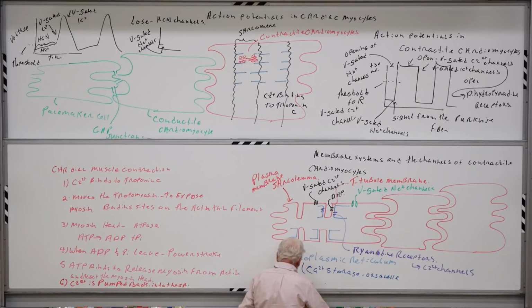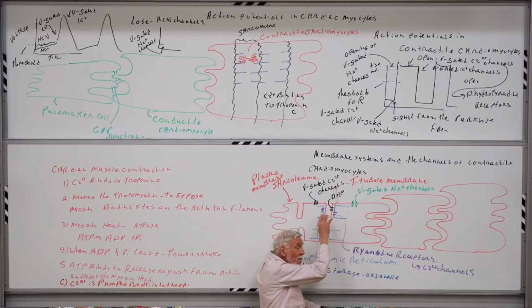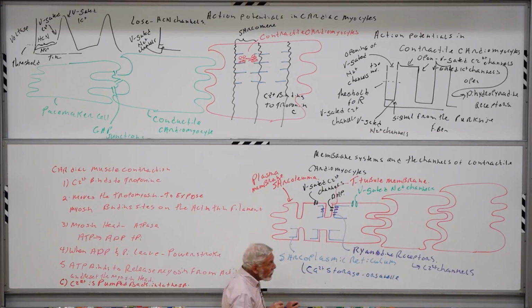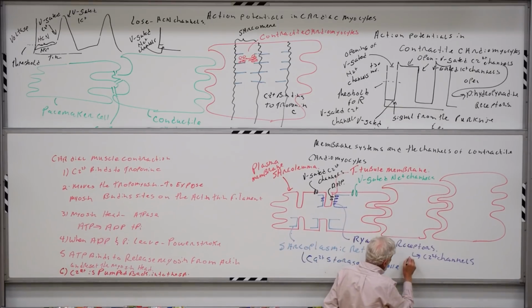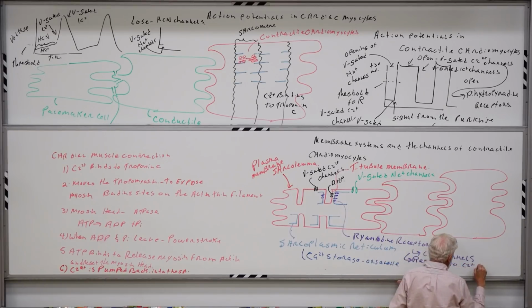Again, in skeletal muscle, we emphasize the mechanical linkage between the dihydropyridine receptor and the ryanodine receptor. We don't have that mechanical linkage here. These ryanodine receptors simply sit here close by to the dihydropyridine receptors. And these ryanodine receptors respond to calcium by opening.